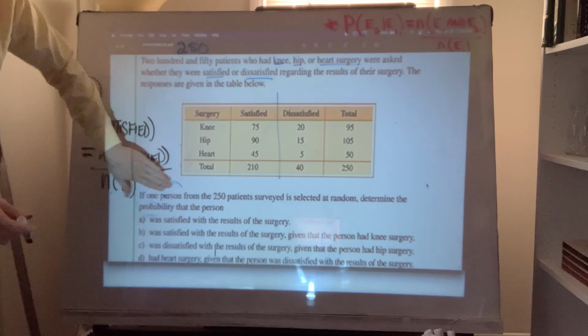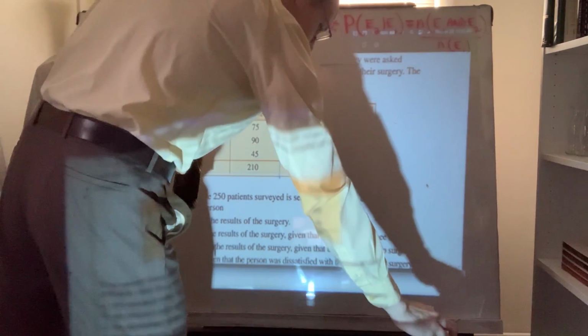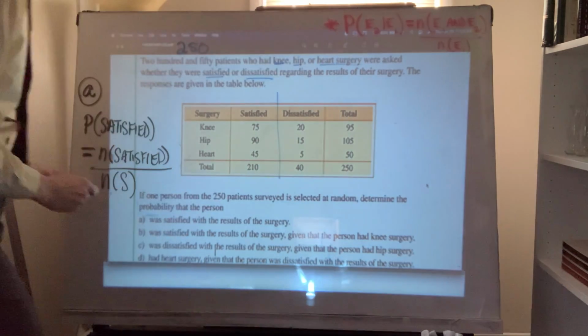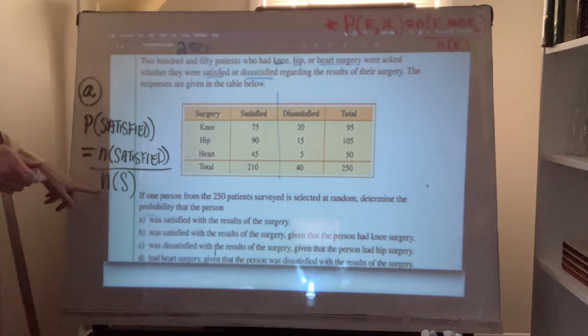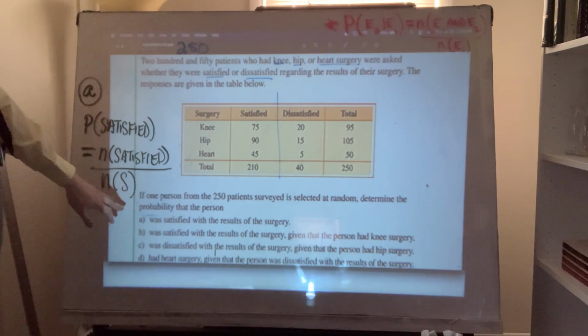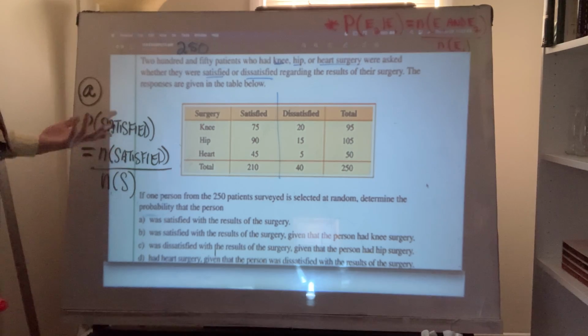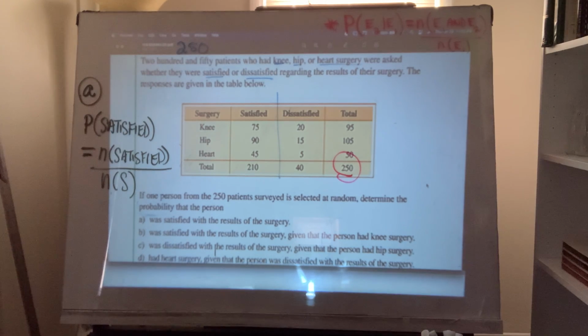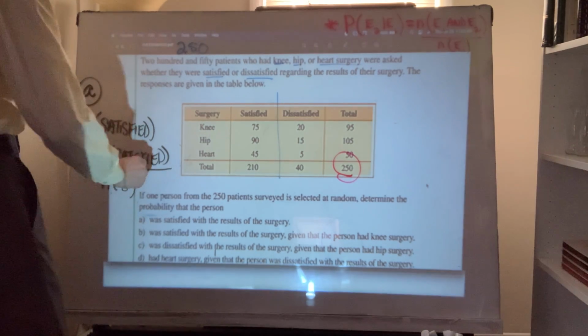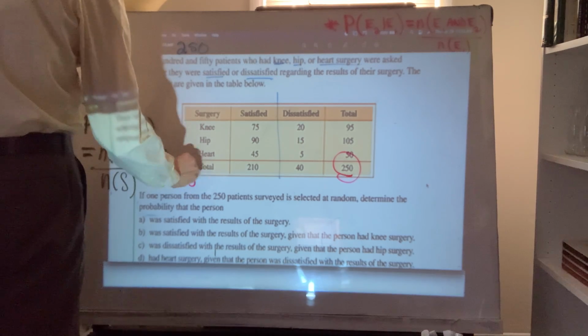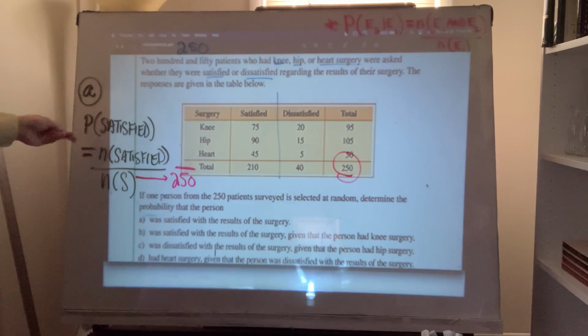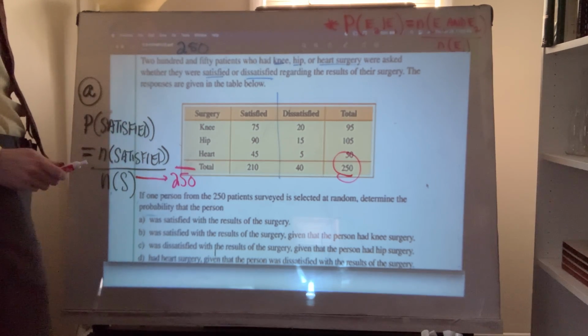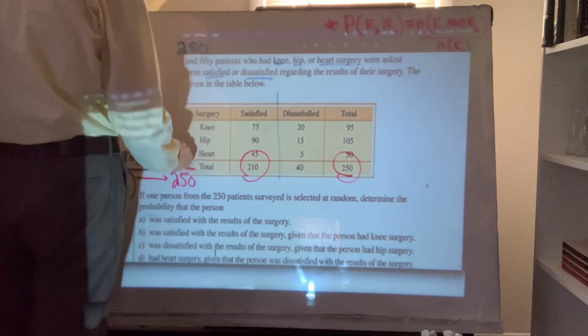Okay, so drinking that in, looking at this table. Again, I have a tendency myself to start with the denominator, because it's easier. What are the total number of people in the set or in the sample space, whichever you prefer? It's 250. They told us that in the opening anyway. So down here we have 250. And now, because they're not specifying what surgery they had, they just want to consider who was satisfied. How many people were satisfied, generally speaking? Bottom of this, 210.